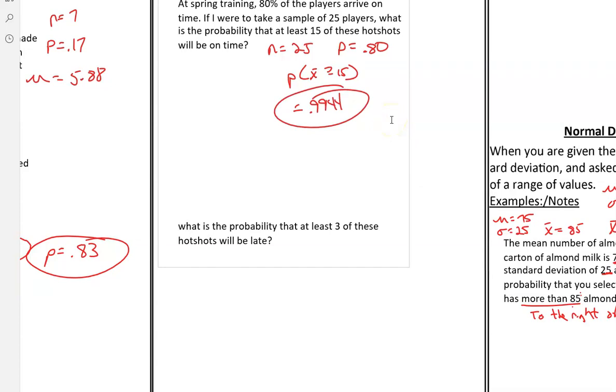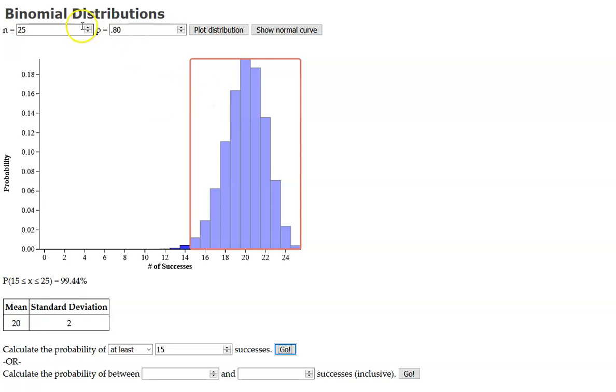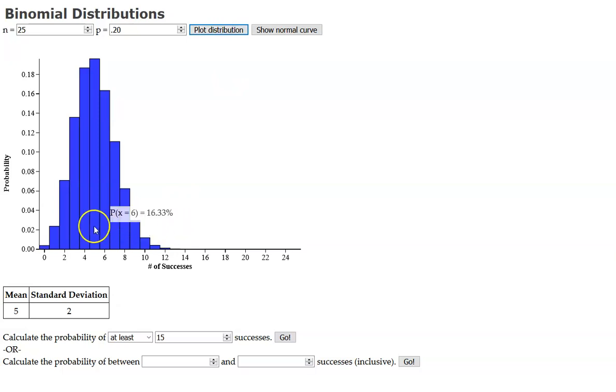Now, they could mix it up on you as well and say, what's the probability that at least 3 of these hot shots will be late? At least 3 will be late. Now, this is talking about being late, and P is the chance that they're on time. But in this part of the problem, we're not talking about on time. We need to figure out the probability that they're late, which would be 0.20, right? 20% are late. We need to put that in the Staplet, 0.20 with 25. So 25 and 0.20.